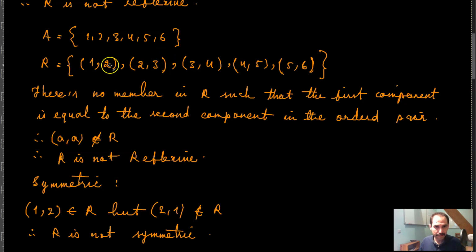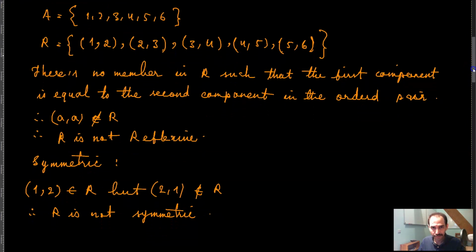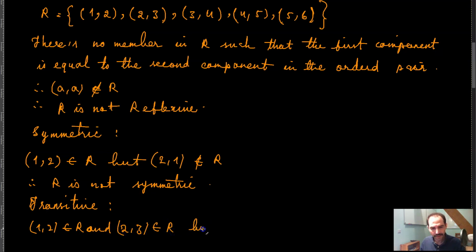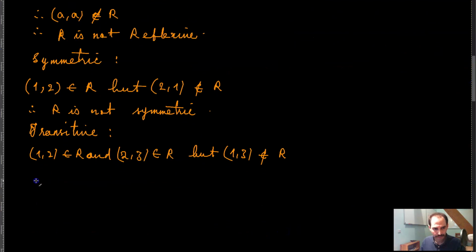Now, to show whether R is transitive or not, you can see that (1, 2) belongs to R and (2, 3) belongs to R, but (1, 3) does not belong to R. Therefore R is not transitive. So that was question number 3.